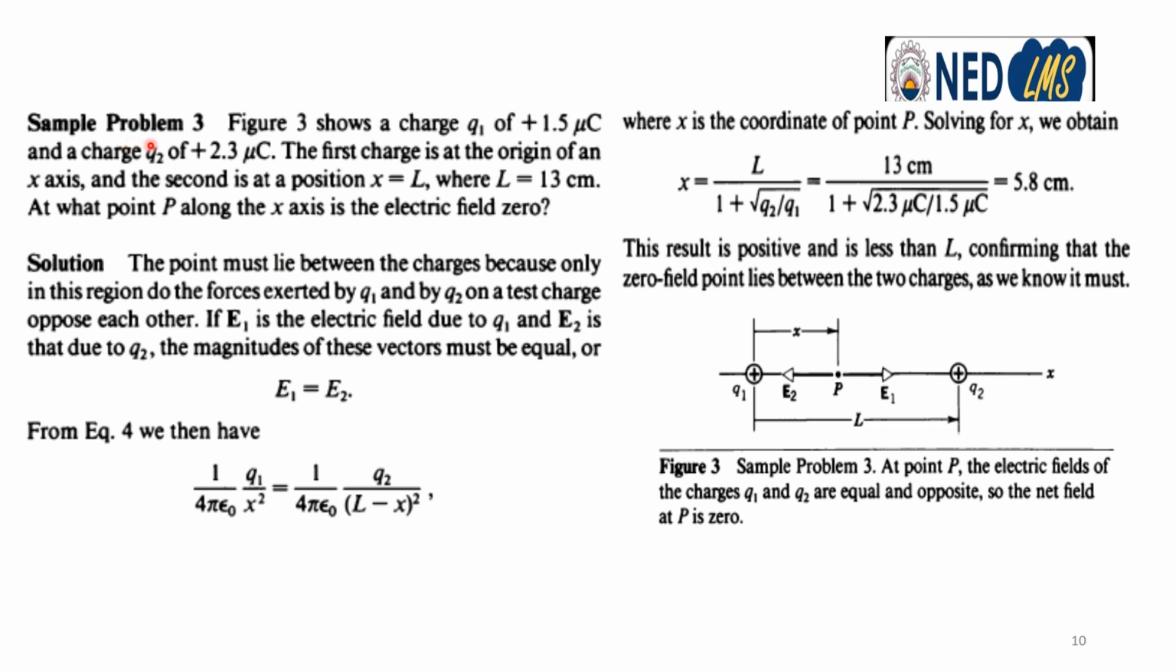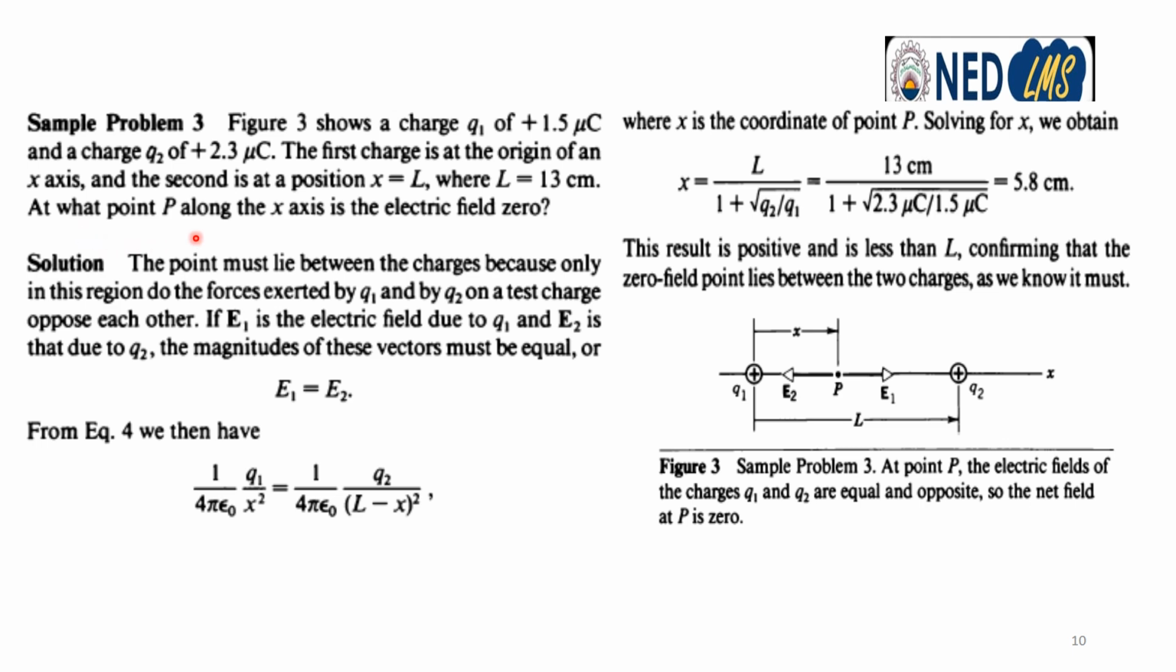Okay, so first of all read this sample problem, because this sample problem is a very logical sample problem. Read this sample problem, figure 3. Where is figure 3? This is figure 3. Figure 3 shows a charge Q1 of 1.5 microcoulomb and a charge Q2 of 2.3 microcoulomb. The first charge is at the origin of an x-axis and the second charge is at a position x equal to L, where L is equal to 13 centimeter.